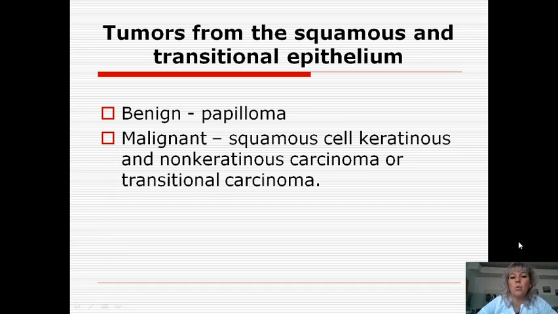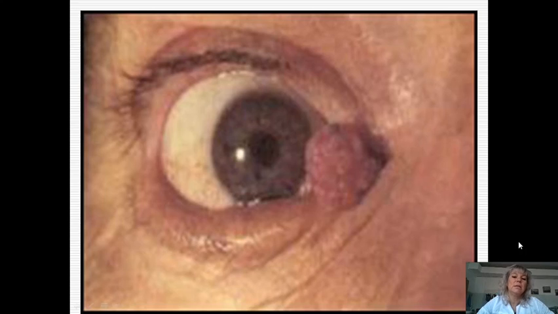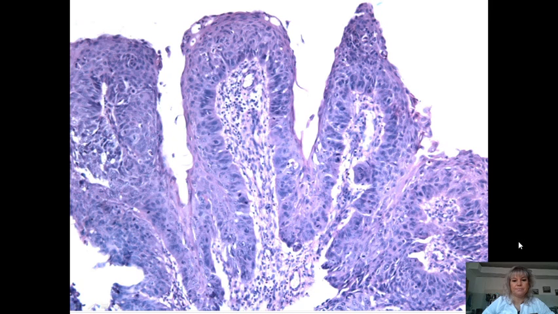Tumors from the squamous and transitional epithelium. Benign has the name papilloma. Malignant: squamous cell, keratinous and non-keratinous carcinoma, or transitional carcinoma. In this photo you can see papilloma in the skin. Small size, as a papilla, as a berry, and color as the skin with clear borders. Histologically, we see differentiated mature squamous cells with keratinization with growth as a papilla.